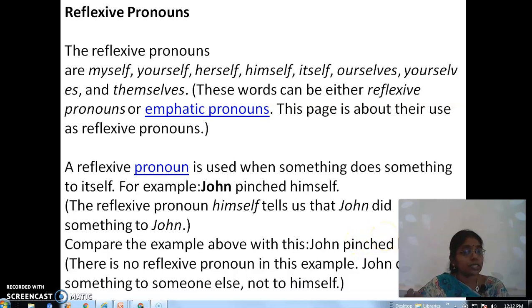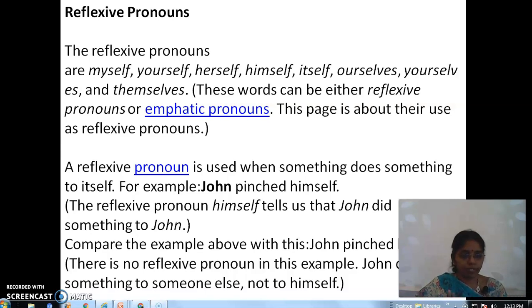John pinched his sister. Do you think this is a reflexive pronoun, dear? John pinched himself is a reflexive pronoun. I accept it. John pinched his sister. Is it a reflexive pronoun? Yes, I need your answer, dear. No. Very good. John did something to someone else, right?